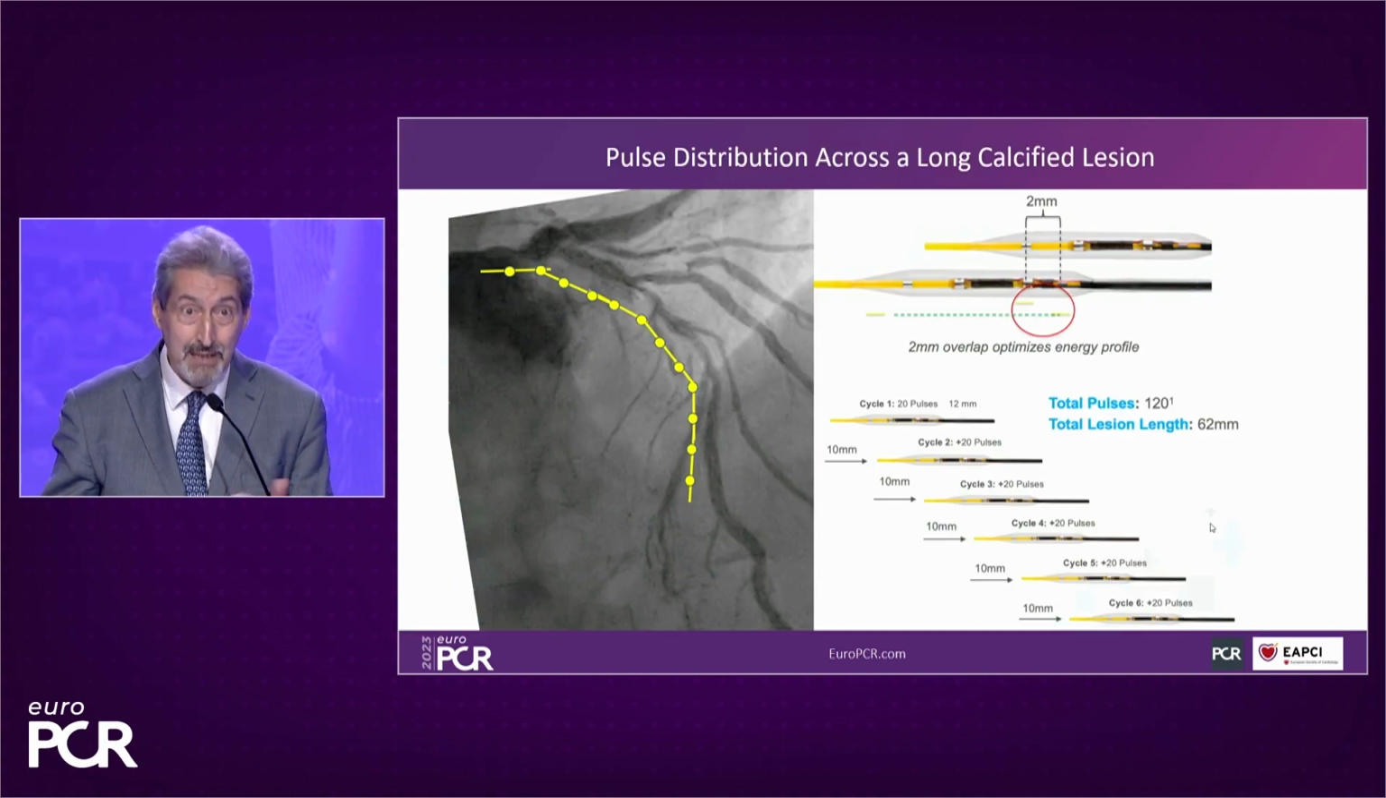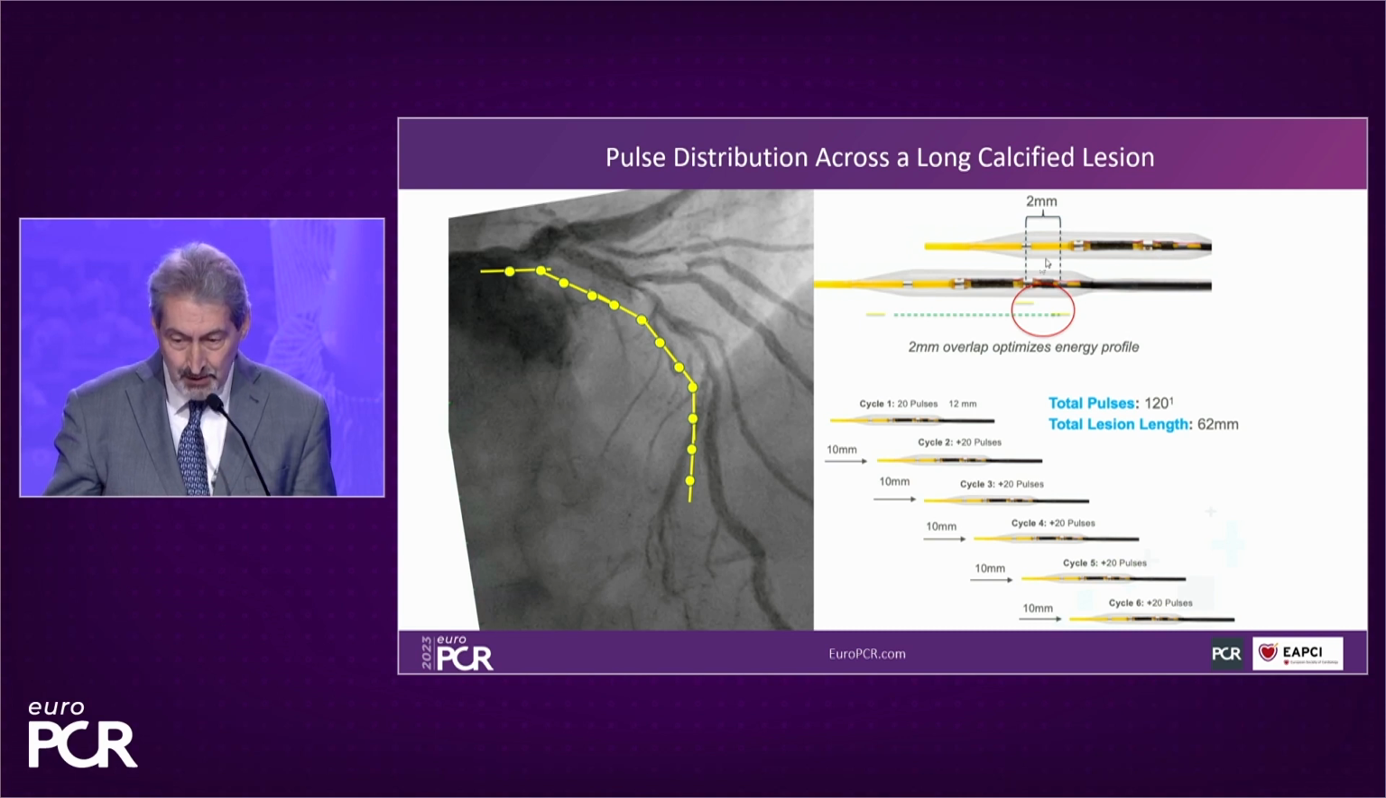How do you administer this energy when you have a long lesion? I think many of us have tried to use a single 80 pulses catheter for such a lesion. Results are unlikely to be very good because you don't deliver enough energy to these extremely calcified areas. While here you can apply the following strategy.